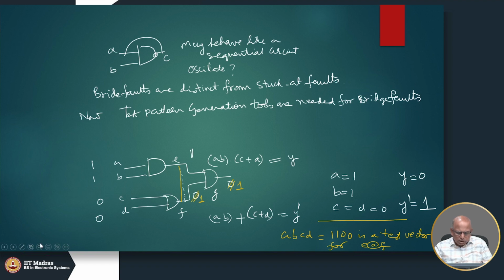You may argue that in this example 1100 was a test vector that we figured out. Maybe we would have used 110 for some stuck-at fault also. If that is the case, then we are happy because the same stuck-at fault test would have also tested for this bridge fault. So if there is any common test between the single stuck-at fault and the bridge fault, we don't have to apply them twice. We can apply only one of them.